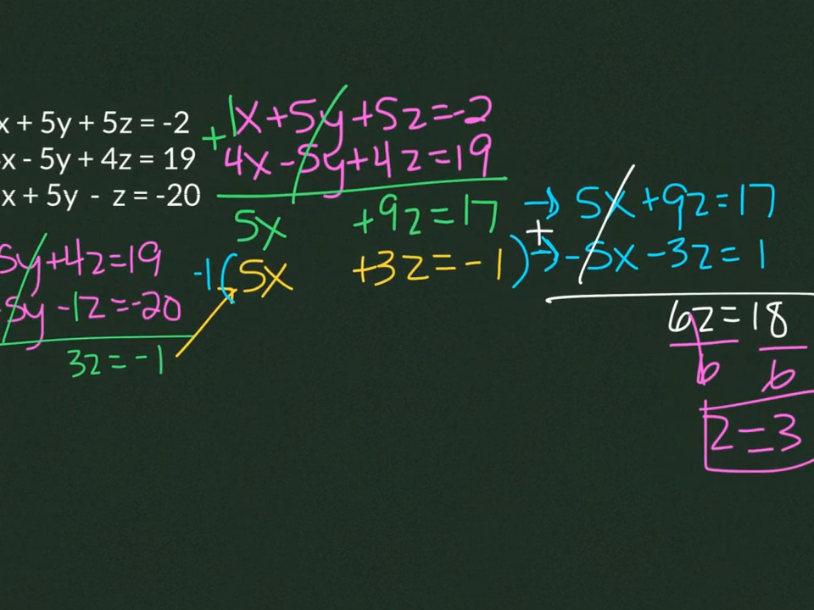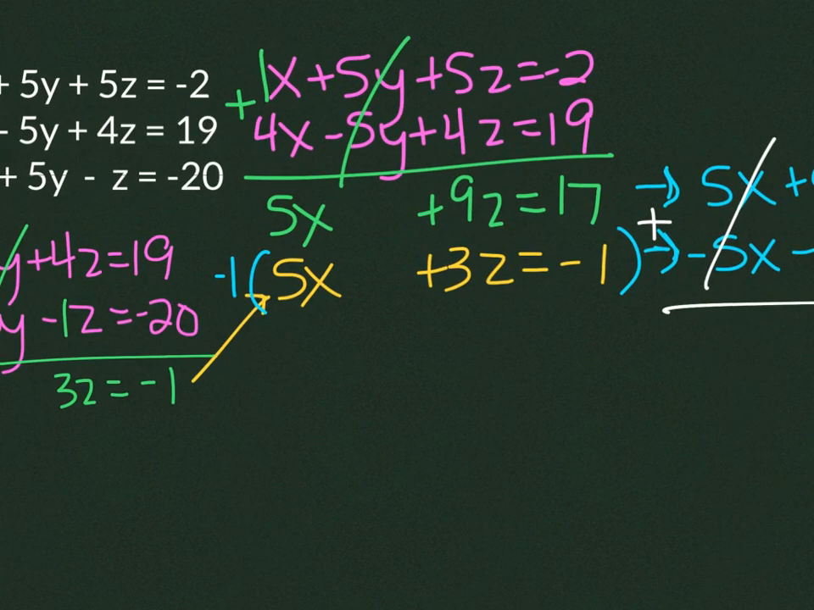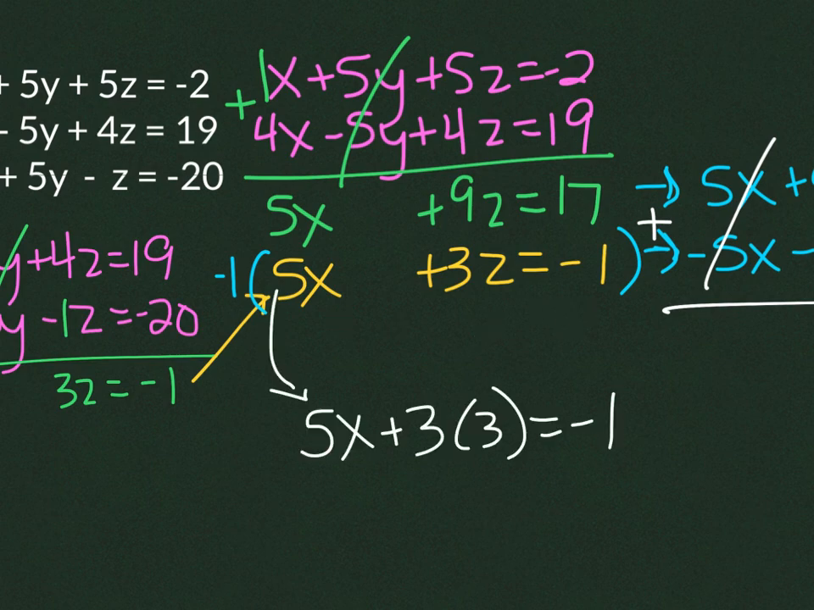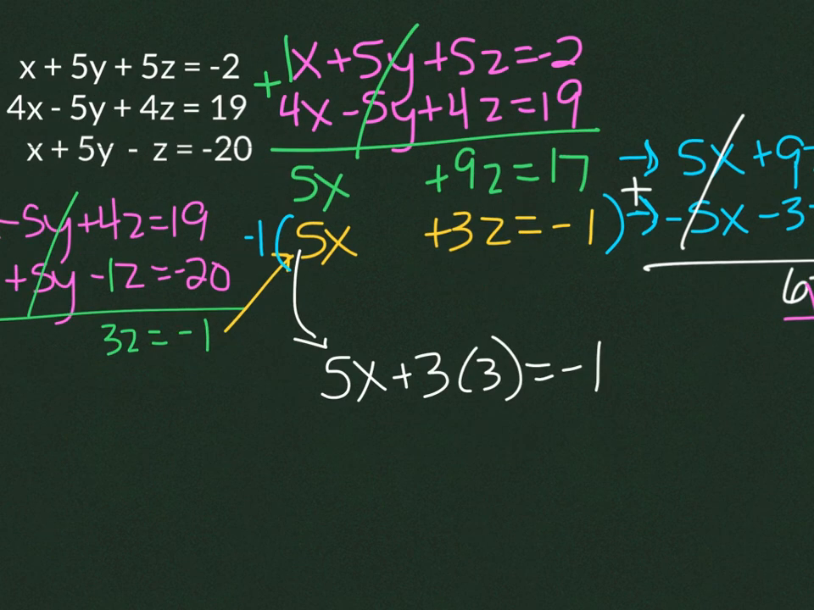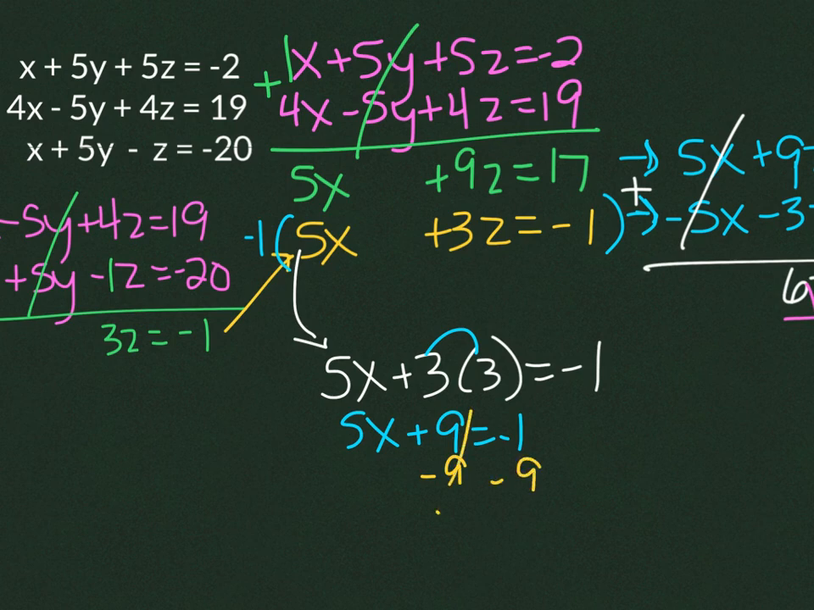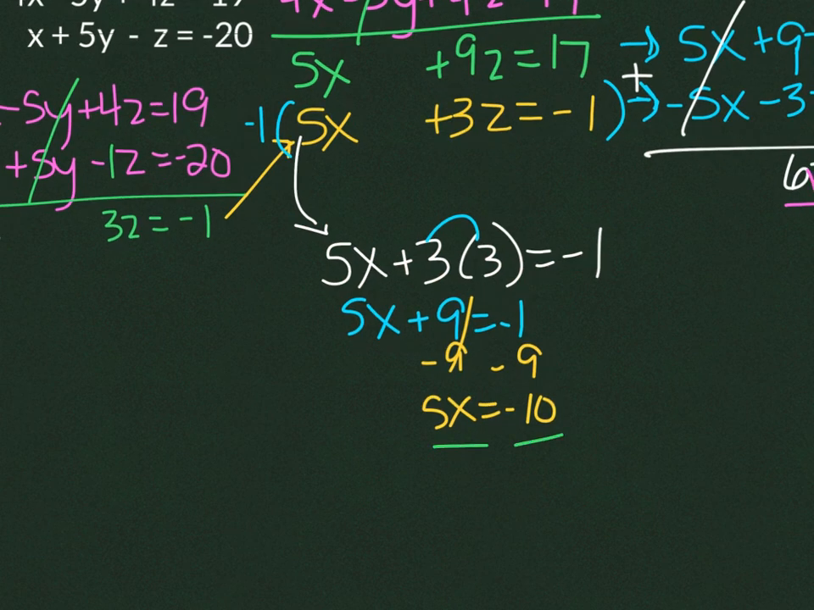Now that we have z is equal to 3, I'm going to come back to these two equations, the ones that only have an x and a z in them. I'm going to replace my z with 3 in one of these two equations and solve for x. I'm going to go with this yellow equation. It seems simpler. So you can see that I've replaced the z with 3. And now I can solve. I'm going to multiply. That gives me 9. I'm going to minus the 9 to the other side. 5x equals -10. And our final step, as always, is to divide. X equals -2.